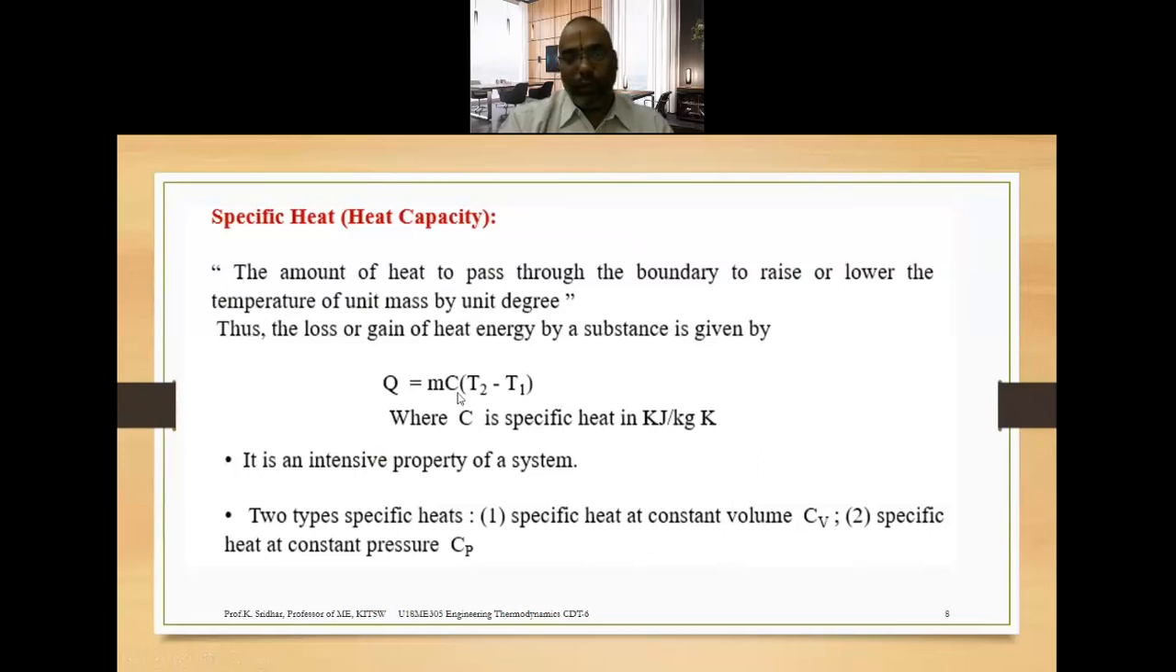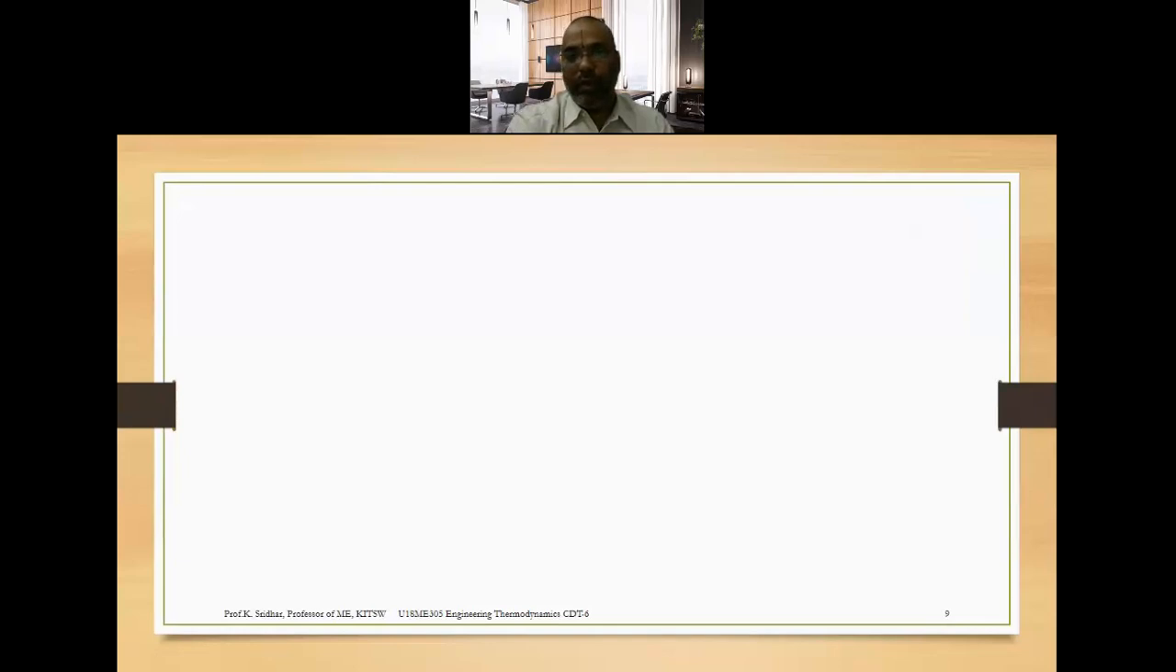From this equation we can derive the units for specific heat. The units of Q are joules or kilojoules. Since C equals Q divided by m into (T2 minus T1), the units are kilojoules divided by mass in kg and temperature difference in Kelvin. So the specific heat units are kilojoules per kg Kelvin. This is also one of the outcomes I am expecting from today's class. I told you that specific heat is classified in two ways: at constant pressure and at constant volume.